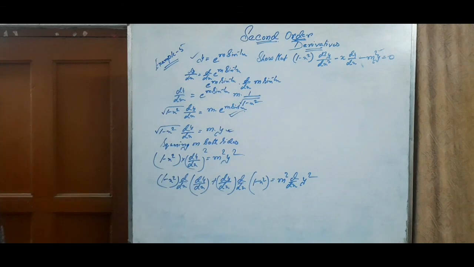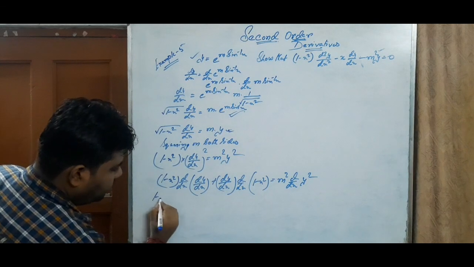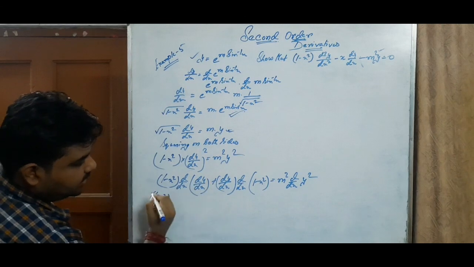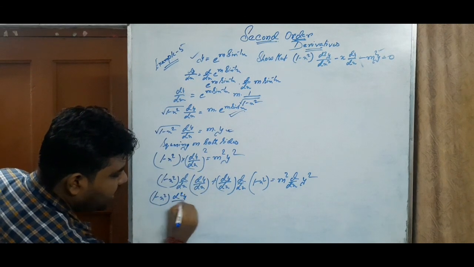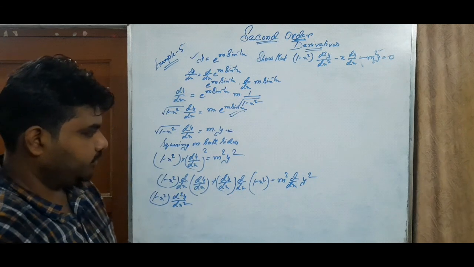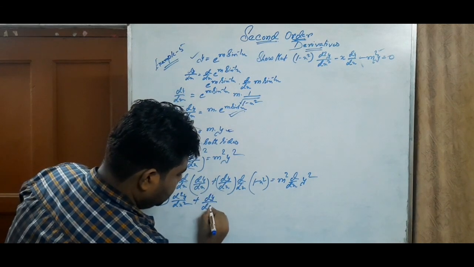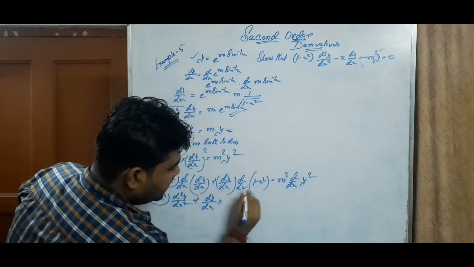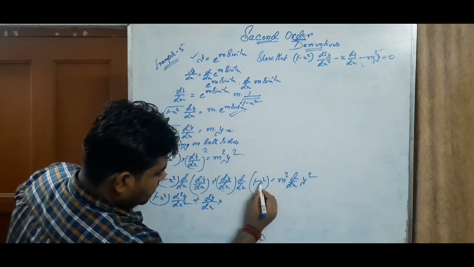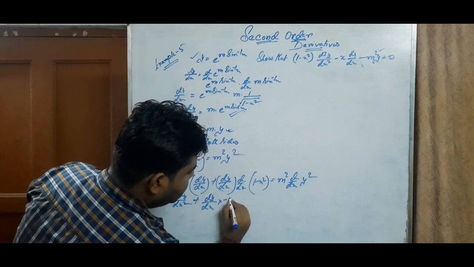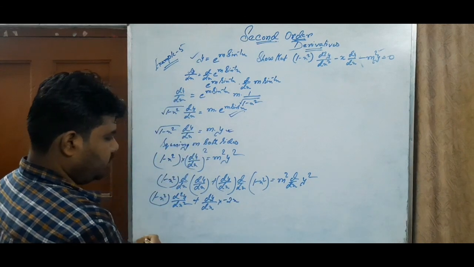Fine. Now 1 minus x square into d/dx of dy/dx, that is d2y/dx square. Now plus dy/dx into d/dx of 1 minus x square, that is minus 2x.